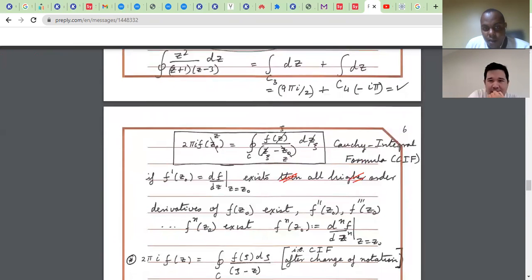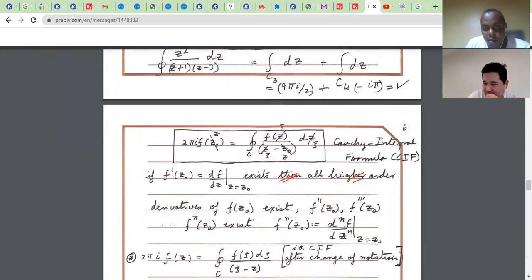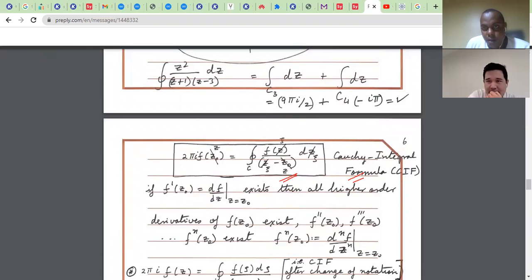9 pi over 2 plus negative 1 pi over 2, since this over is negative 2, I pi over 2. So it should be 8 I pi over 2. So the final answer should be 4 I pi. You see, even our answer looks good. Better than his.